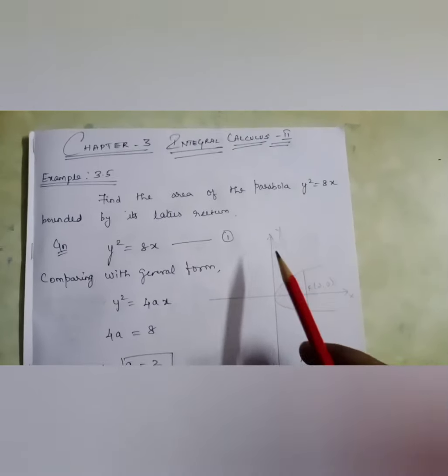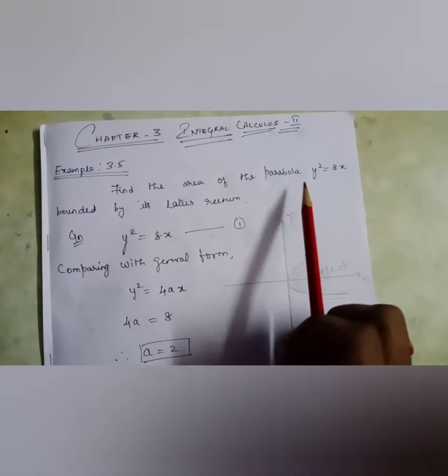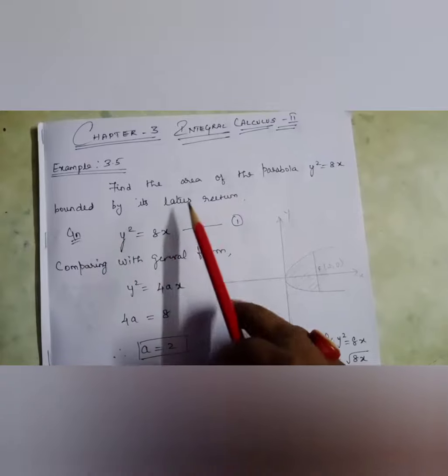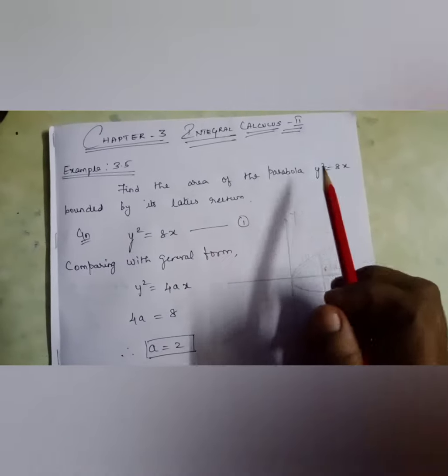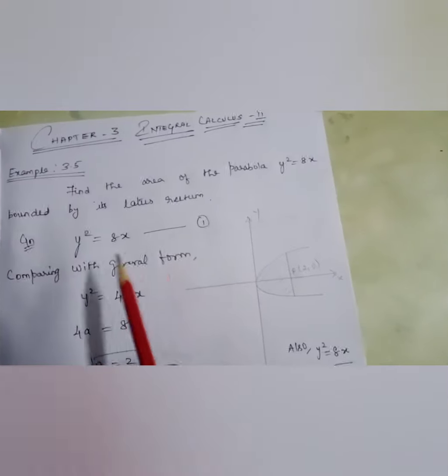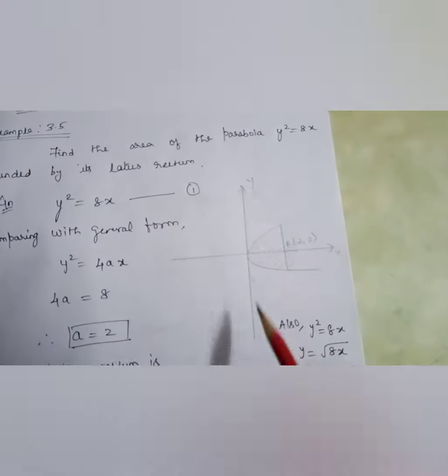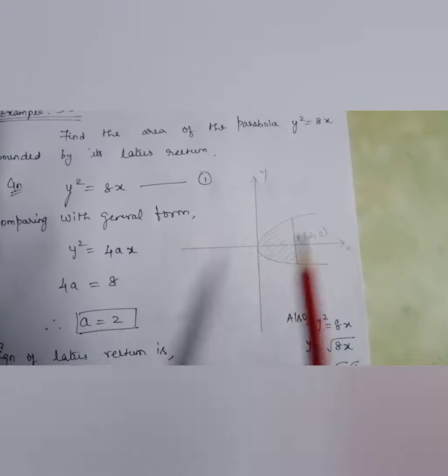Example 3.5. The previous examples are very easy. Let us start with example 3.5. Find the area of the parabola y square is equal to 8x bounded by its latus rectum. So the parabola equation is given to be y square is equal to 8x, and we can draw the rough figure of the parabola y square is equal to 8x.